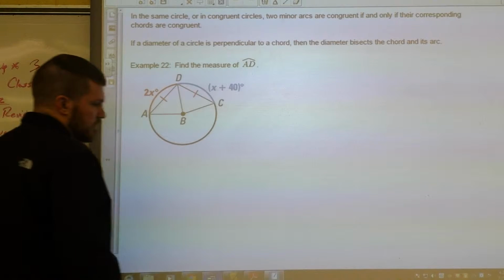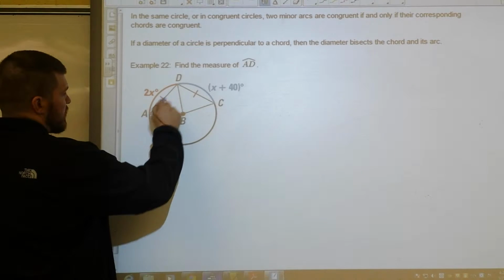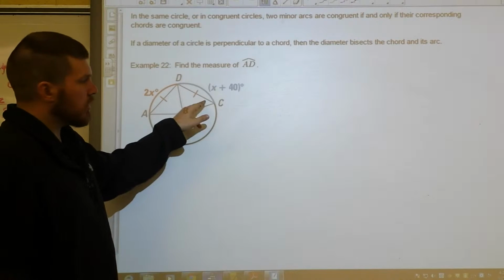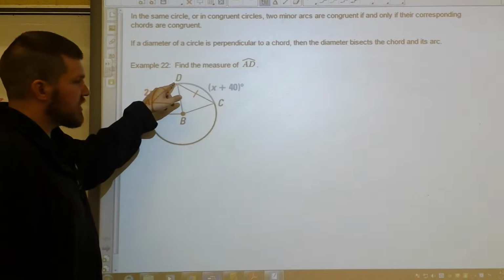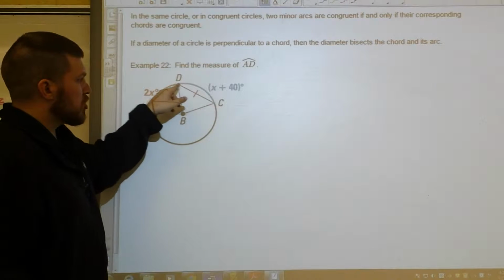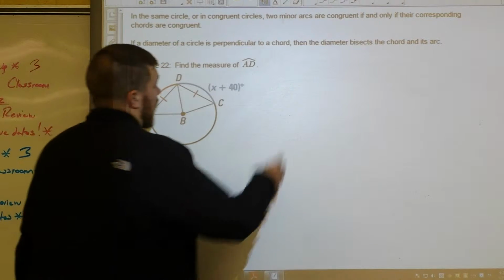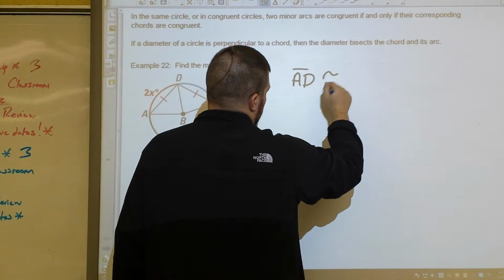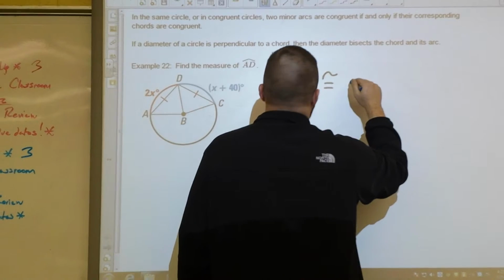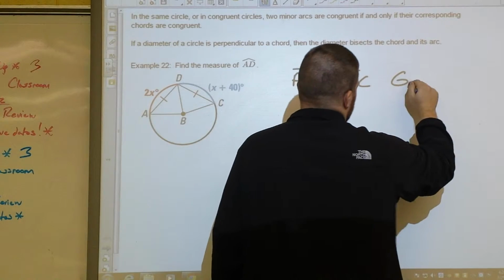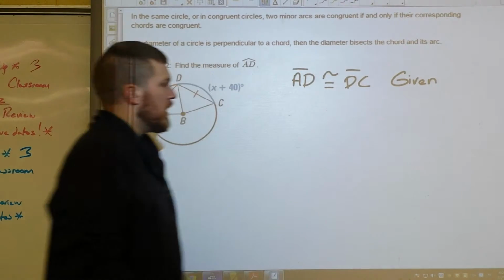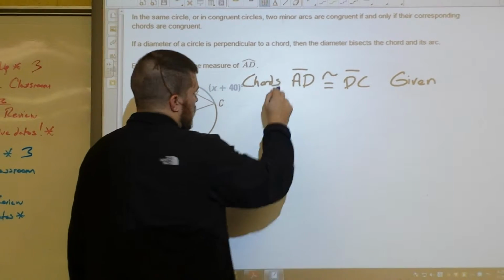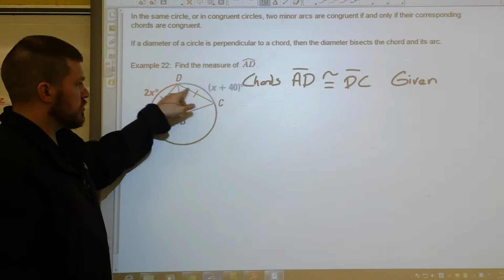Alright, well first off, the first thing I need to notice about my picture is I have these little lines right here. Those little lines mean that these two chords are congruent. Again, I know they're chords because it's a line segment that touches the circle in two places. So, I'm just going to write out what I know. Line segment AD is congruent to line segment DC. That was given to you. Okay? And those are chords, because they each touch the circle in two spots.